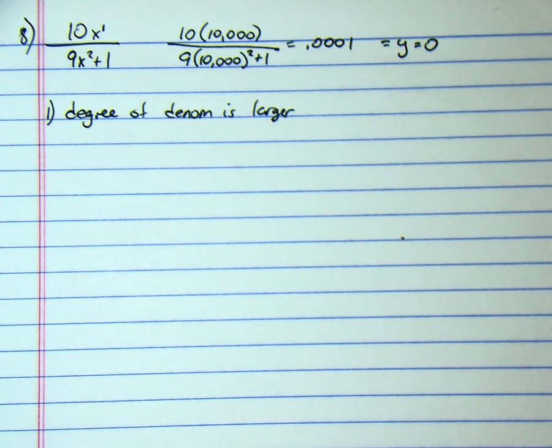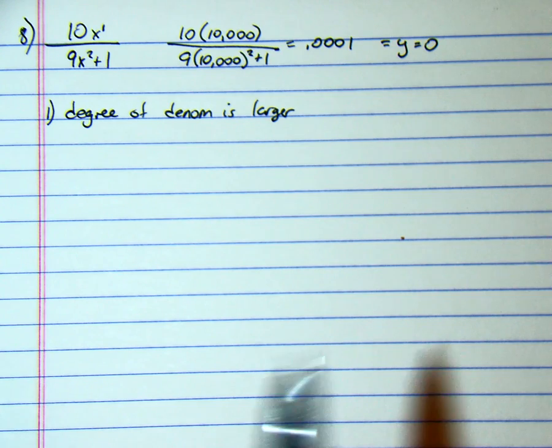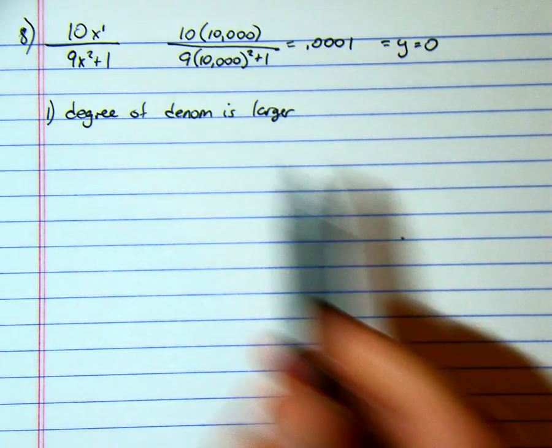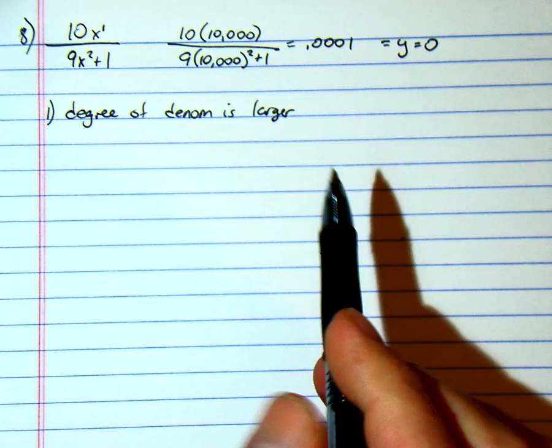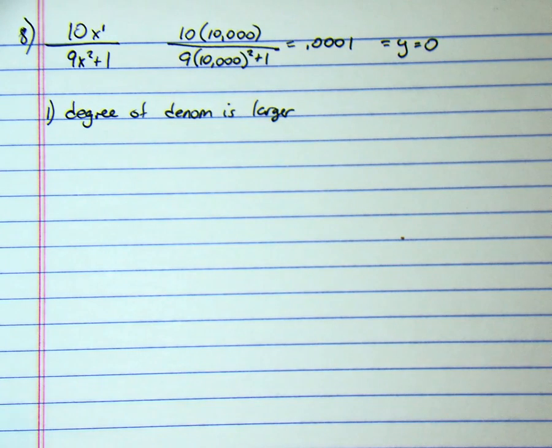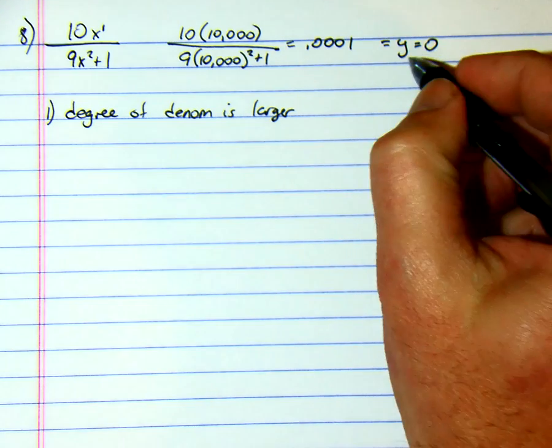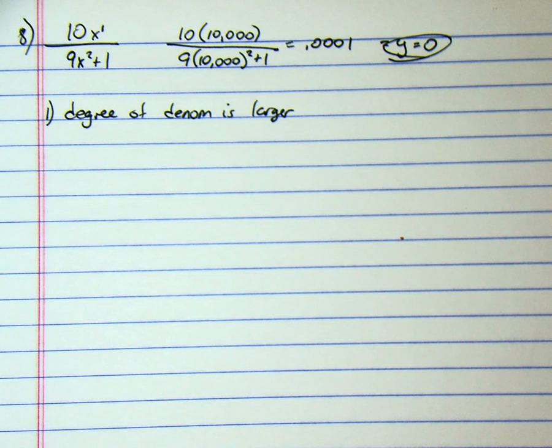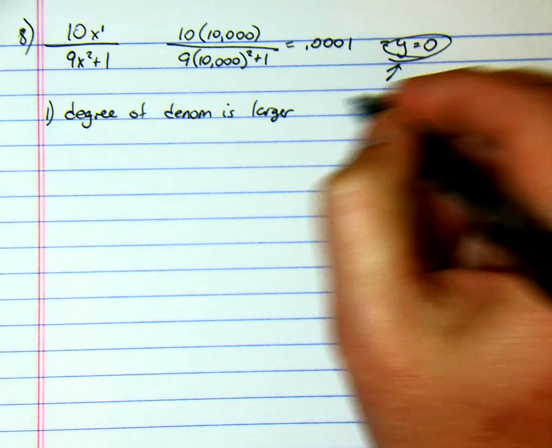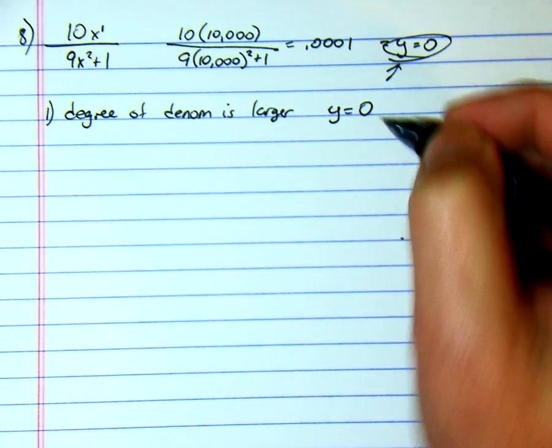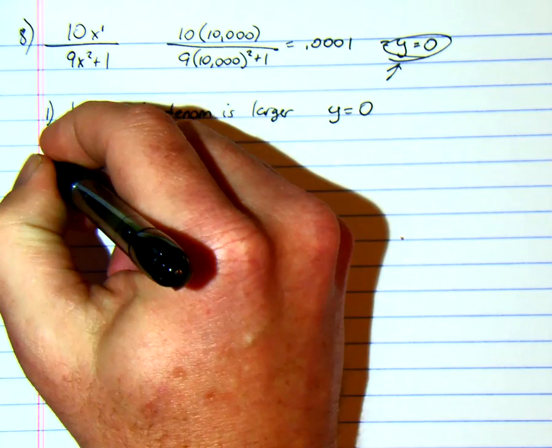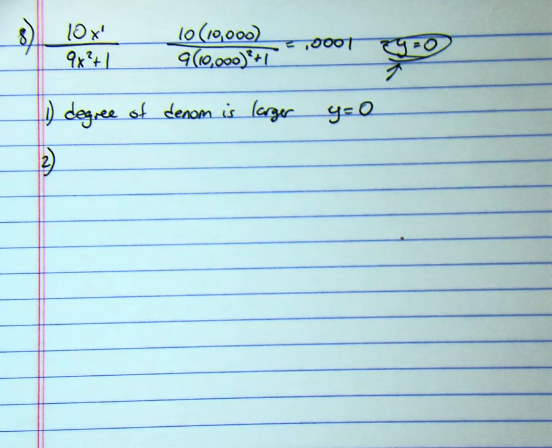And we all know what happens when my bottom starts getting larger. We have to get new pants. Just kidding. As my bottom continues to grow, that means my number is going to gradually get closer and closer and closer to 0. So that is why, with the bottom increasing faster than the top, we're always going to go to y equals 0. So that's pretty easy. If the bottom is larger, it goes to y equals 0. Okay? Let's go to number 2.